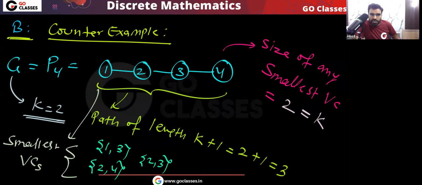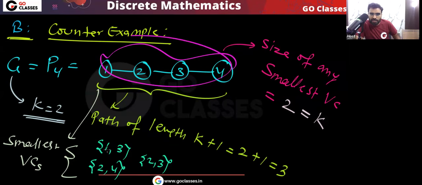I hope you are getting the point. You can see that this vertex 1 is on a path of length k plus 1, but it does not belong to this smallest vertex cover. This vertex 2 is on a path of length k plus 1, but it does not belong to this smallest vertex cover. This vertex 3 is on a path of length k plus 1, but it does not belong to this smallest vertex cover. And this vertex 4 is on a path of length k plus 1, but it does not belong to this smallest vertex cover.